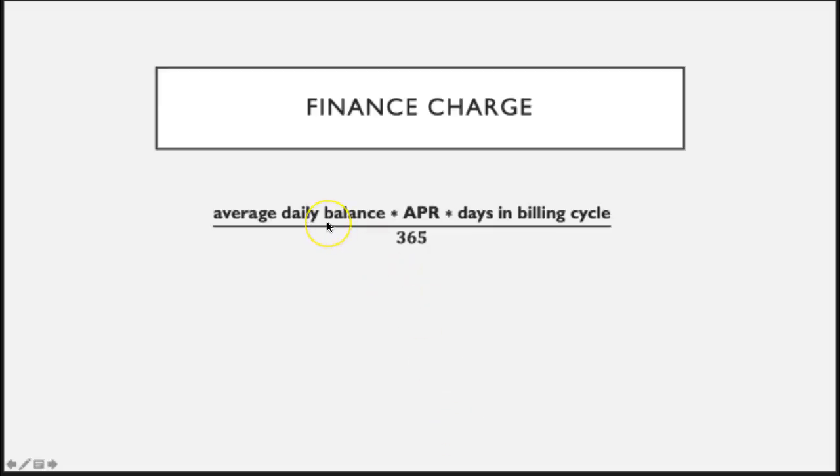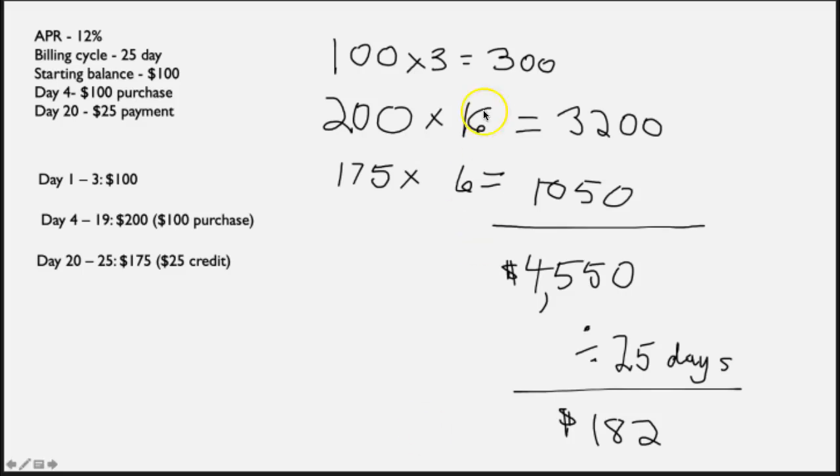So to get the finance charge, you take the average daily balance, which we just calculated, multiply by the APR, which was 12%. Remember, you have to convert that to a decimal when you put it in your calculator, and that's 0.12. Then the days in the billing cycle we were given were 25. And just to confirm that, we can do 3 plus 16 plus 6. And you can confirm that that is, in fact, a total of 25 days.